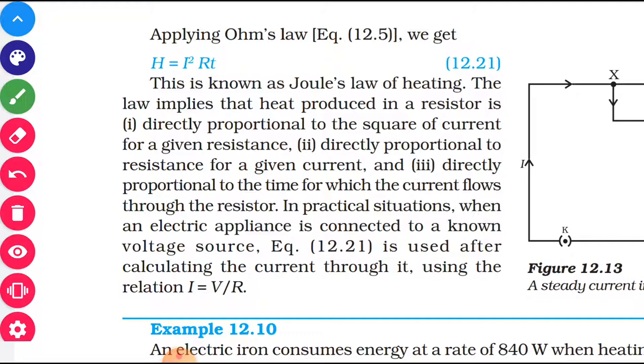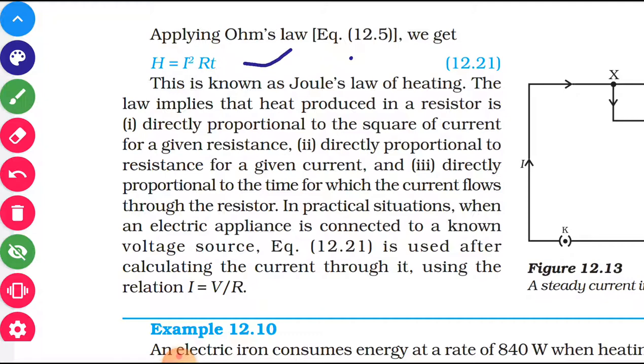Say for example, if you have a fan which is on for half an hour, and another fan of the same quality, same brand, same rating is kept on for 2 hours, then more heat will be produced, or we can say it will become hotter than the fan which is on for half an hour. So the more the time, the more the heat will be produced. This is obvious from this equation.